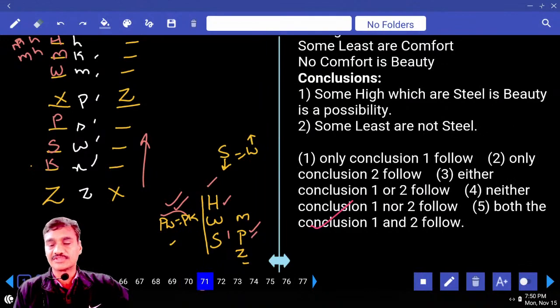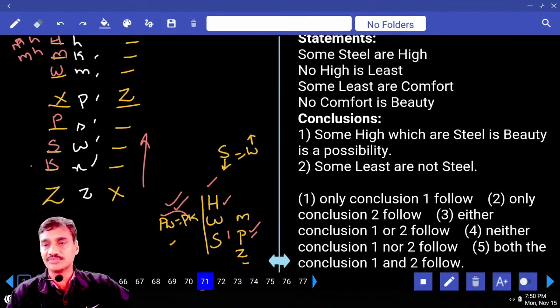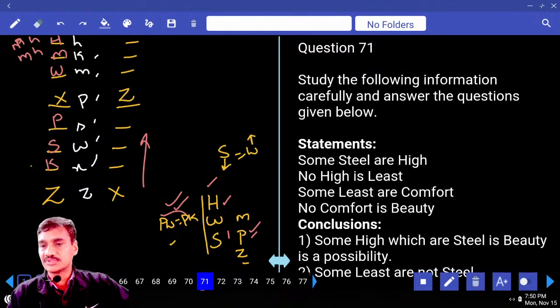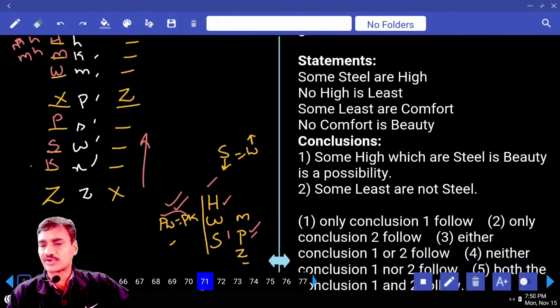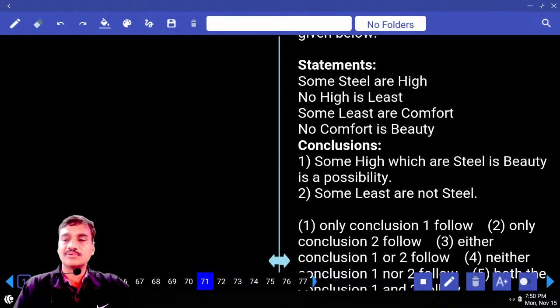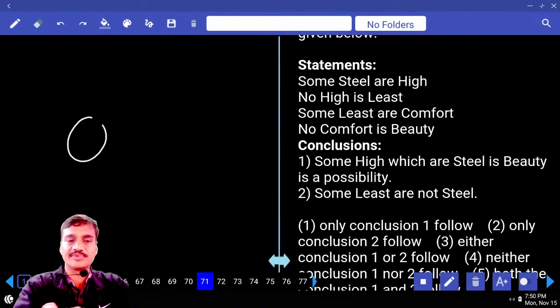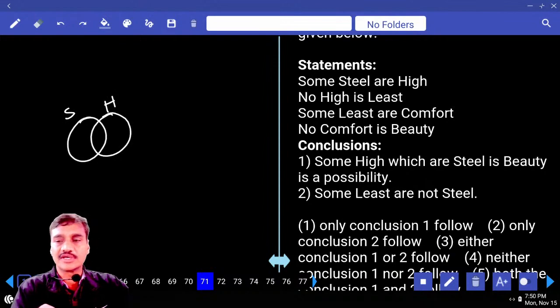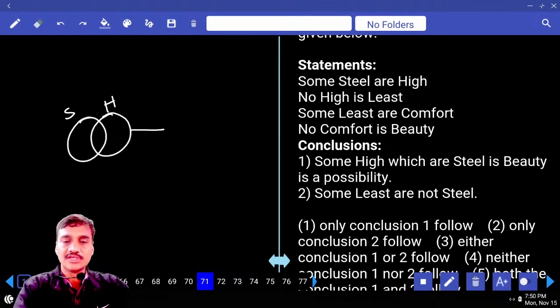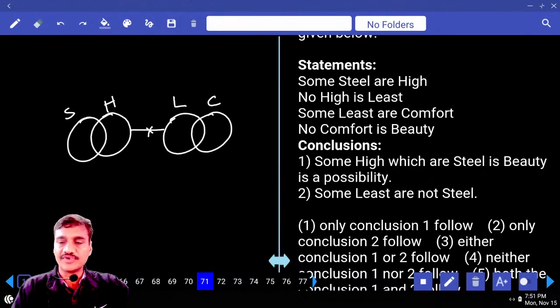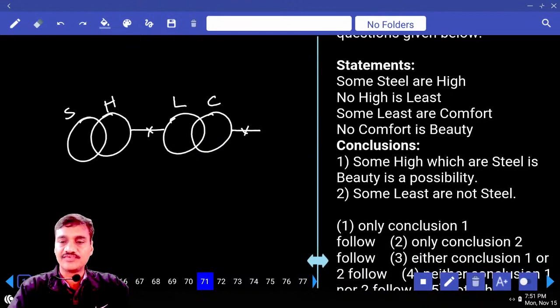And 71 onwards. Now question number 71 to 75, they are based on syllogisms. Now in these syllogisms, we need to find out the conclusion that follows here. Some of the steels are high. These are the steels which are high, steel and high. And some least are comfort. No high is least. That means no intersection between high and least. And some least are comfort, least and comfort. And no comfort is a beauty. No intersection between comfort and beauty. Now this is a basic diagram we have.